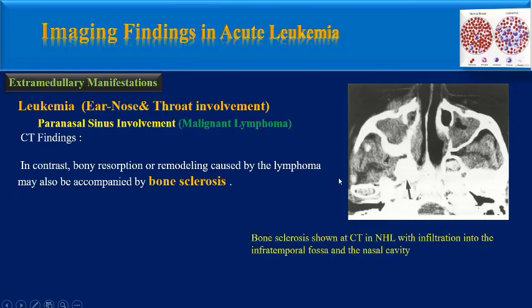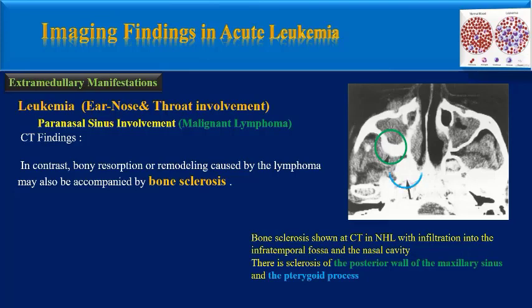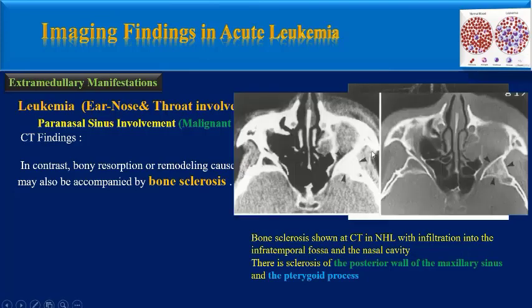This axial CT image shows bone sclerosis with infiltration into the infratemporal fossa and the nasal cavity. There is a sclerosis of the posterior wall of the maxillary sinus and the pterygoid process. Another CT image. In this CT image also there is bony sclerosis in the greater wing of the sphenoid.